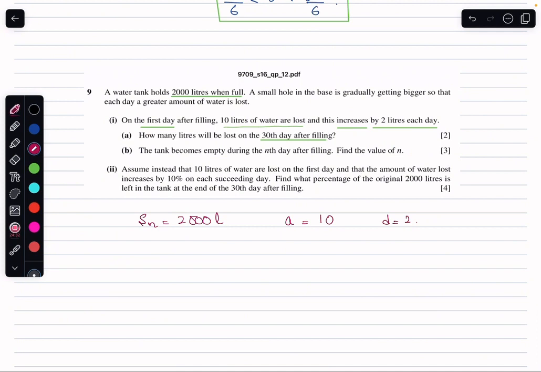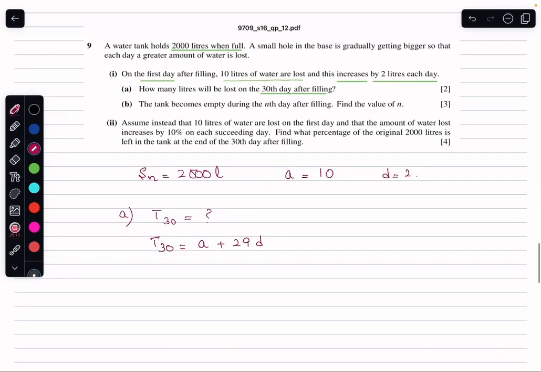How many liters will be lost on the 30th day? This is what we are supposed to find out. That means it's T30. I'll be using the term formula, which is a plus (n minus 1) d, so n minus 1 is 30 minus 1, which gives me 29. T30 equals a, which is 10, plus 29 times 2.